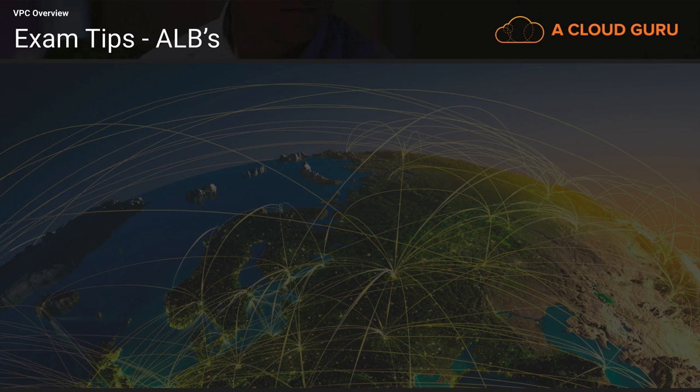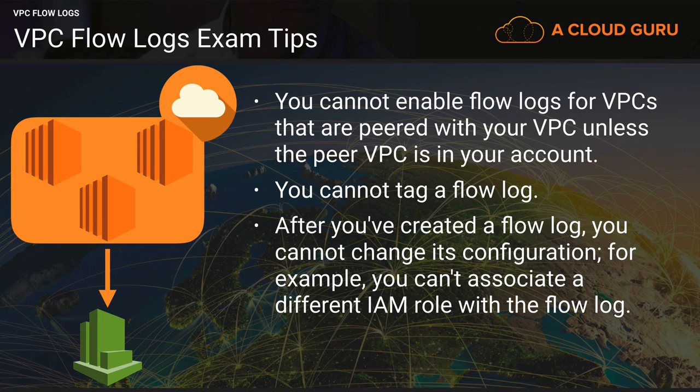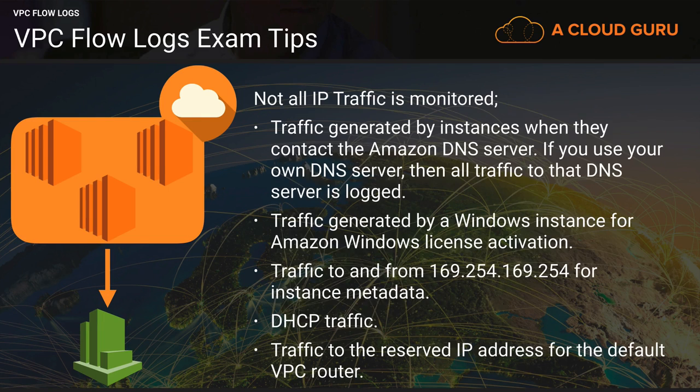Application load balancers: we learned that you need at least 2 public subnets in order to deploy an application load balancer. We then went on to learn about VPC flow logs. These are logs that enable monitoring of all network traffic across our elastic network interfaces. You cannot enable flow logs for VPCs that are peered with your VPC unless the peer VPC is in the same account. You can't tag a flow log, and after you've created a flow log, you can't change its configuration. For example, you can't associate it with a different IAM role.